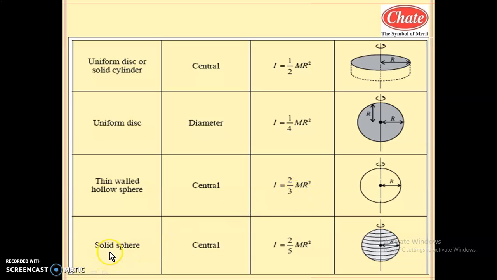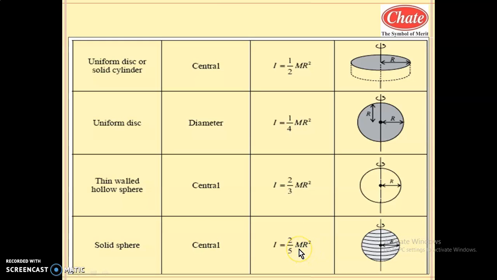Similarly, what is the moment of inertia of a solid sphere? An example of a solid sphere is the planets. For the Earth also we have to use this equation for the moment of inertia. It is 2 by 5 m r square. So the moment of inertia about the diameter of the solid sphere, that is, about the central axis, is 2 by 5 m r square.